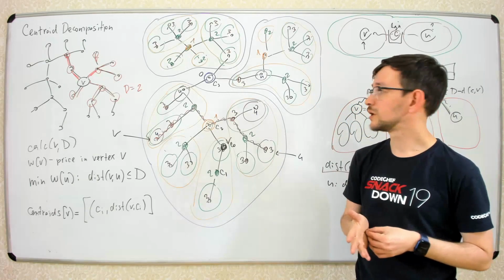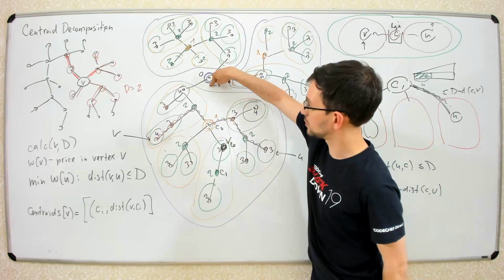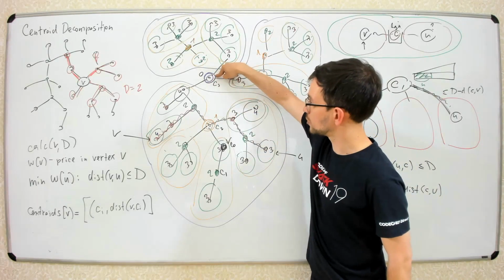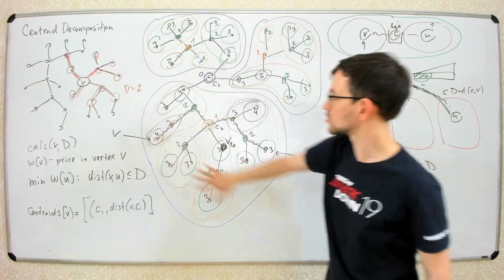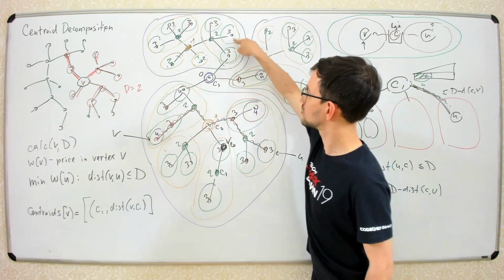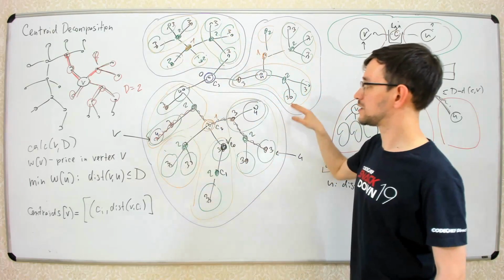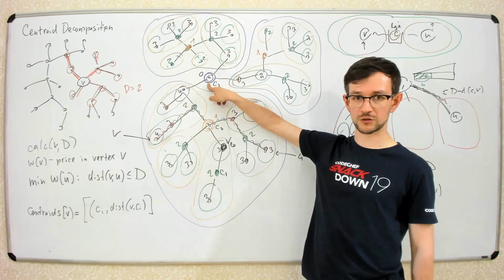Again, how to do it? When you build your decomposition, you find this first centroid. Now you iterate on all nodes of your tree and put this centroid into lists for each node. So you take all nodes in your tree and in each list put this centroid.